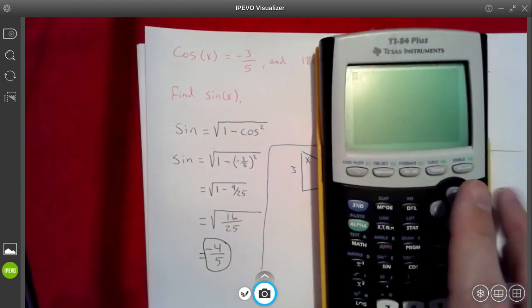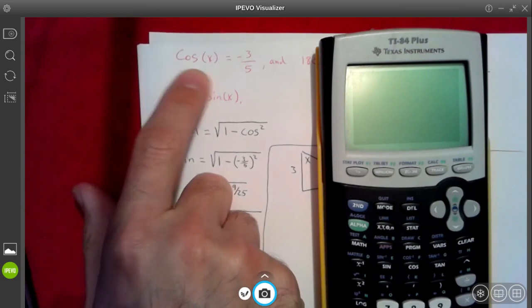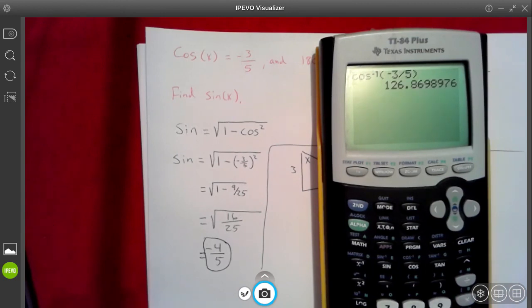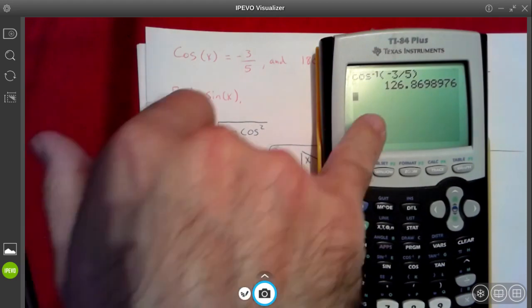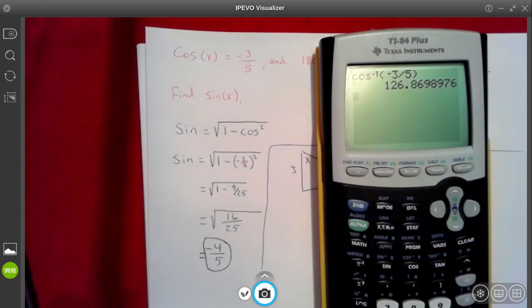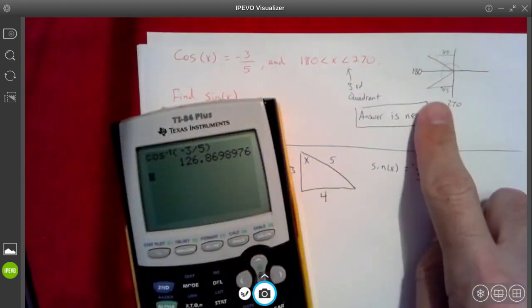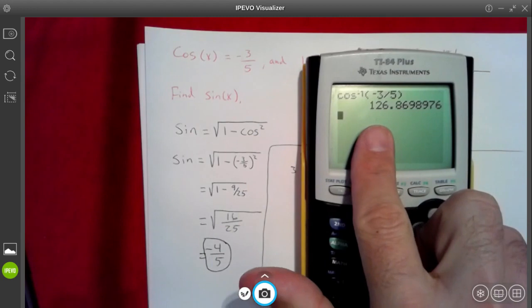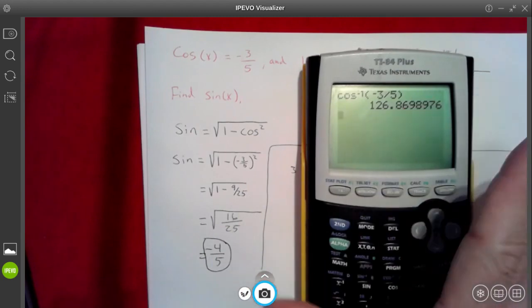I'll show you how it works. If you do the inverse cosine of negative 3/5, it's going to tell you what your angle is. It actually is not this angle, because remember we are in the third quadrant. This is actually a quadrant 2 angle, but just ignore that part.